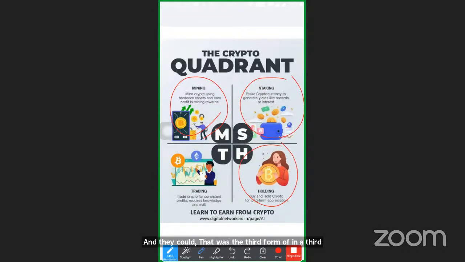But the best of all the ways was always trading. What is trading? Trading is simply buying low and selling high. Anything you want to trade, you can buy it when the price is low, and you can sell it when the price goes up by a certain percentage. That is how you earn a trading profit.